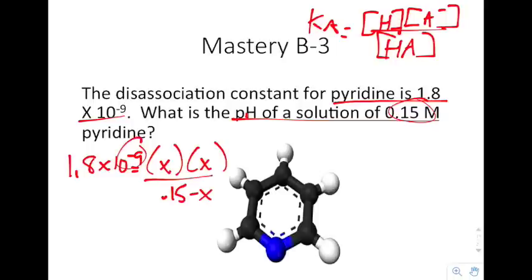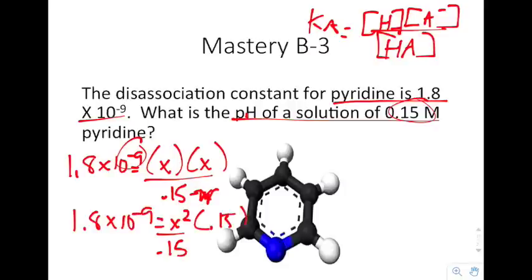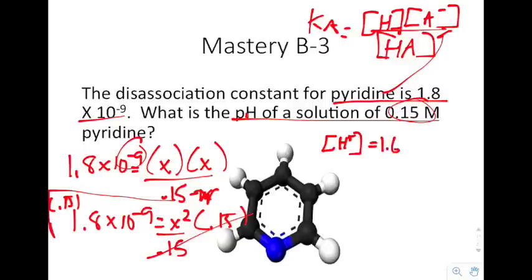I really like the fact that that's lower than minus 4, so because of that I can cross this term out, and I have 1.8 times 10 to the minus ninth is equal to x squared over 0.15. Multiply both sides by 0.15, and then I can take the square root of that value. Whenever I take the square root of that value, I end up getting a concentration of hydrogen, or A minus, but we're not interested in that, of 1.64 times 10 to the minus fifth.